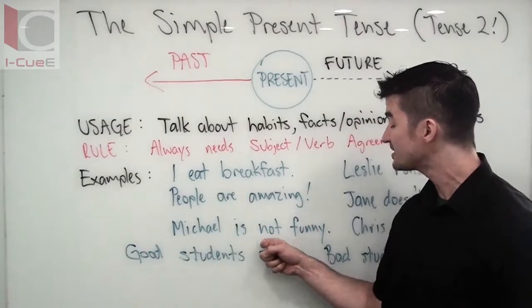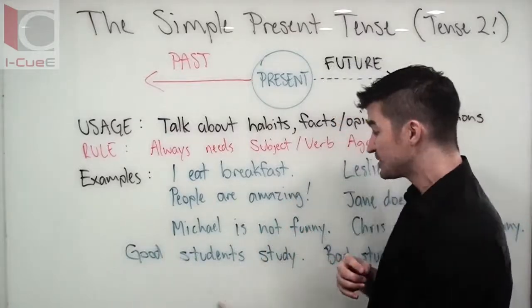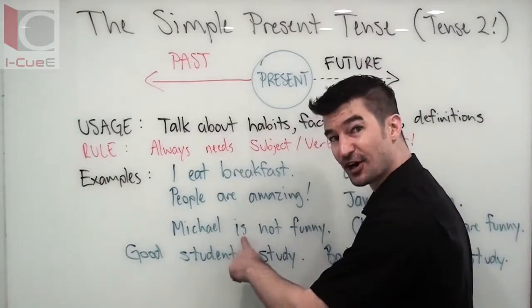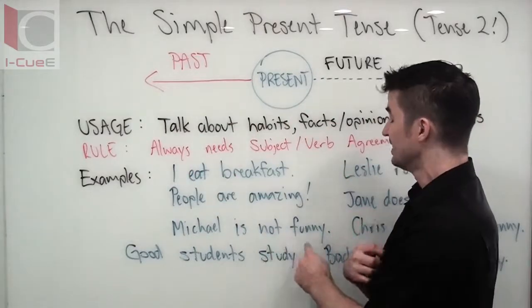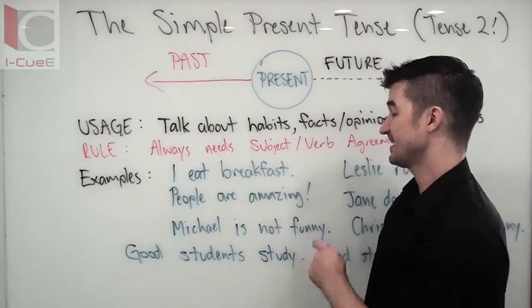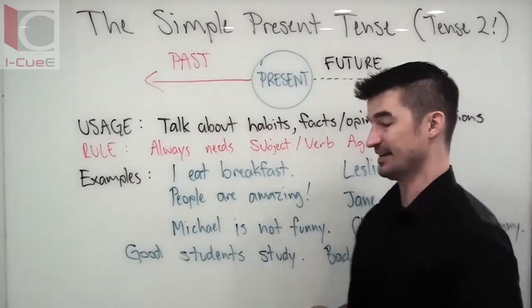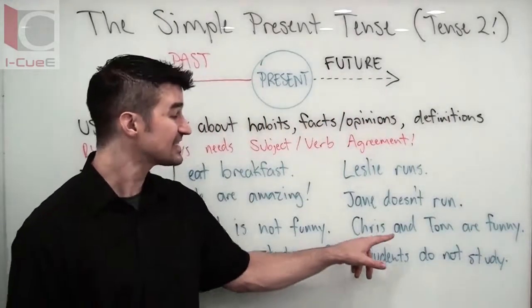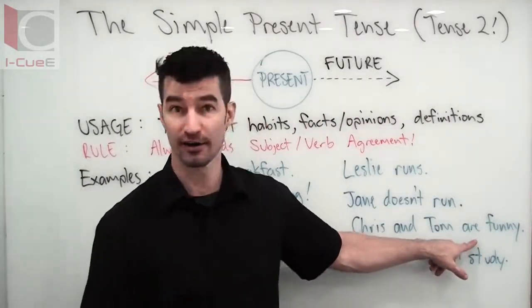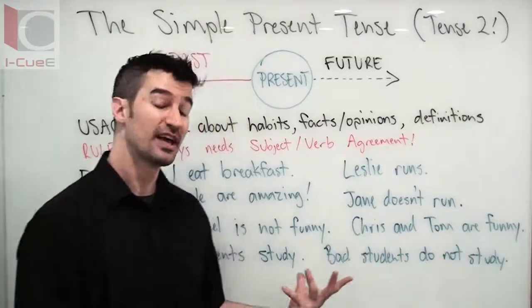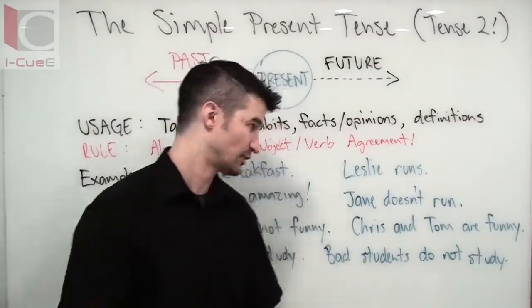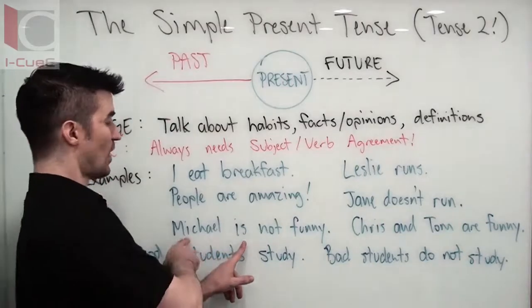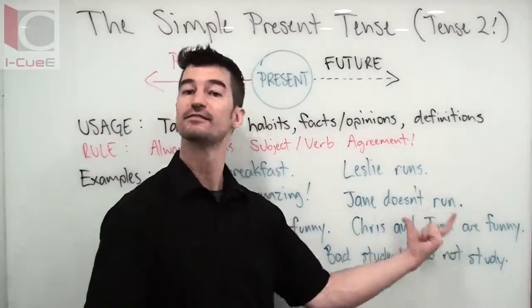Michael is not funny. So you'll note, is the be verb, not is the negation that comes after, and then here's our adjective, funny. Michael is not funny. However, Chris and Tom are funny. So here we have the be verb following subject-verb agreement, okay? Is for one, are for more than one.